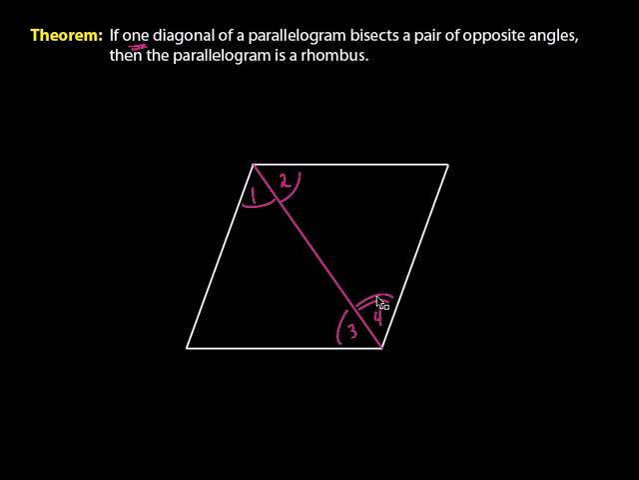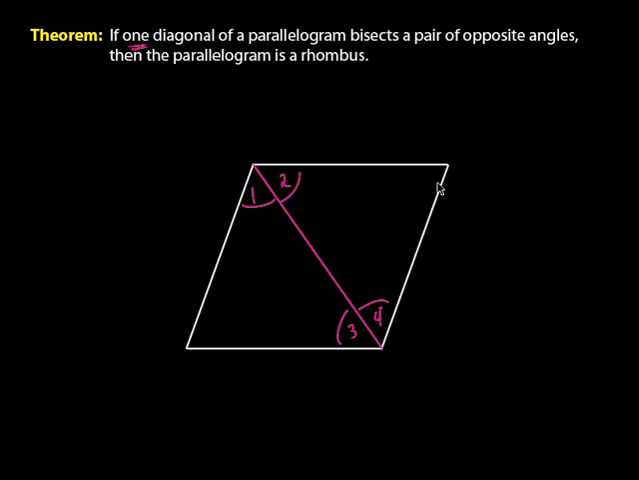Now, I didn't actually have to put 2 arcs here. Since I knew it was a parallelogram, I knew both of these angles were equal to each other, so if it bisected both of the opposite angles, all 4 of those angles must be equal. So I could very well just put 1 arc for all of those to show that they're all 4 equal to each other.